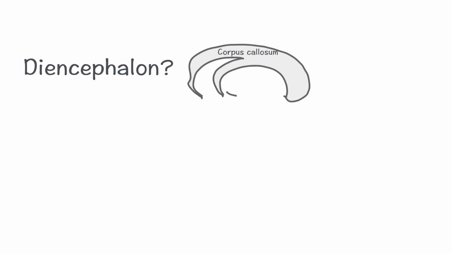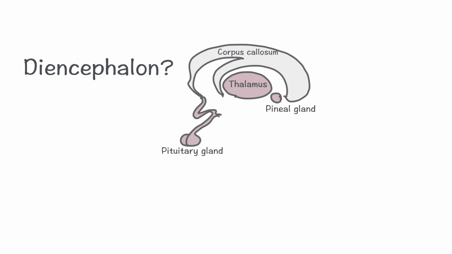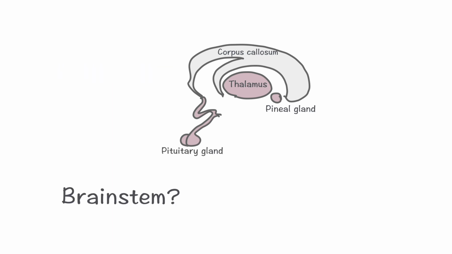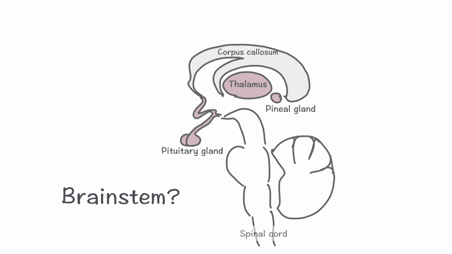Quick recap: central structure, housing the thalamus, pineal gland, and pituitary gland. Thalamus, pineal gland, and pituitary gland. Below it, the brainstem, starting with the midbrain, followed by the pons and medulla. And don't forget, the cerebellum sits behind the pons and medulla. Midbrain, pons, medulla, cerebellum. Now, let's dive into how the neural tube evolves.